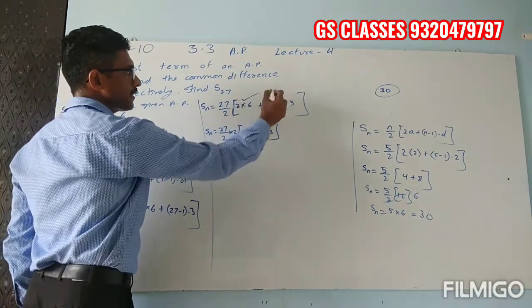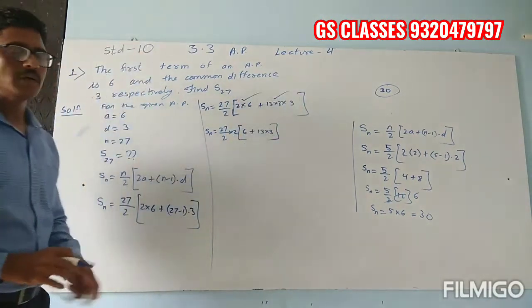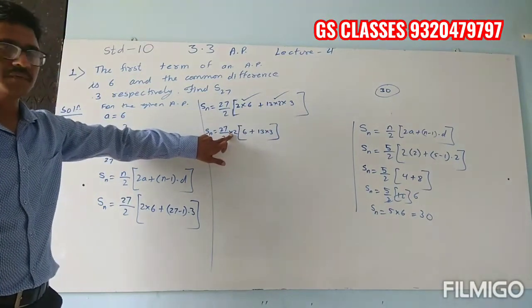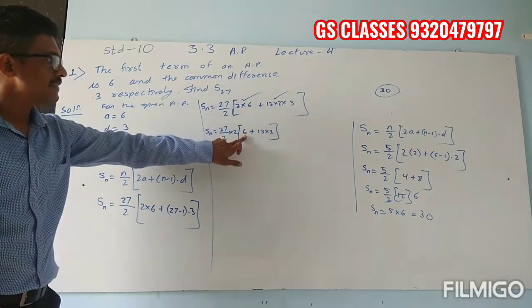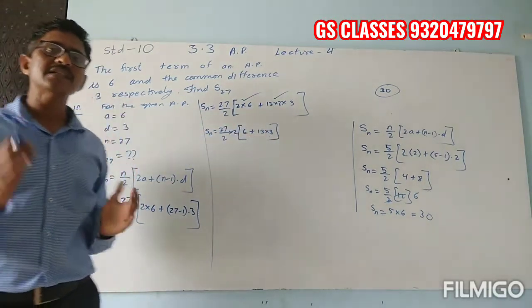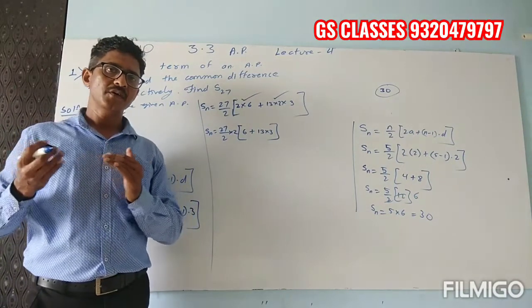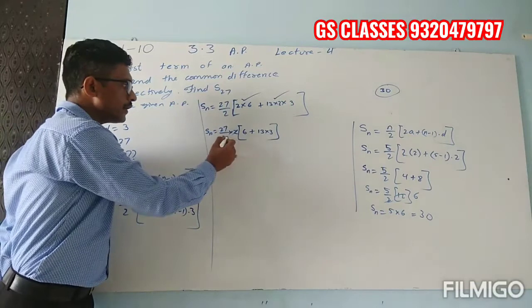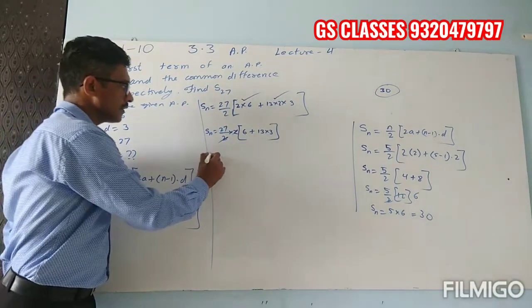Now children, from first and from second, if I am taking 2 outside, here what will remain? 6. Here what will remain? 13 and 3. This is known as taking common. We have taken something common. Now 2 and 2 you can cancel.